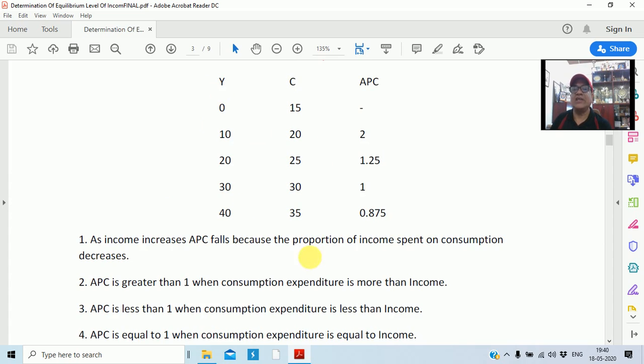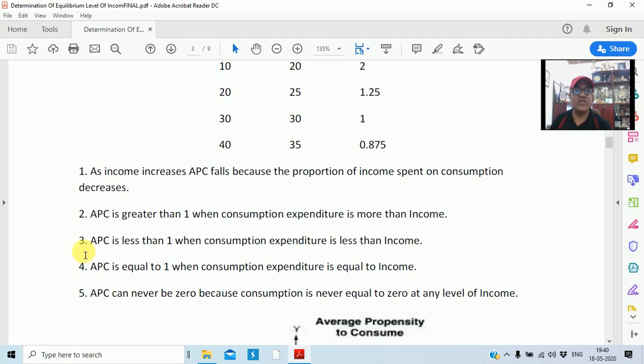First feature is as income increases, APC falls. Why? The proportion of income spent on consumption decreases. Number 2, APC is greater than 1 if C is greater than Y. Right? Number 3, APC is less than 1, like 0.875, when income is more than consumption, or consumption is less than income. And finally, APC equals 1 when income is equal to consumption.